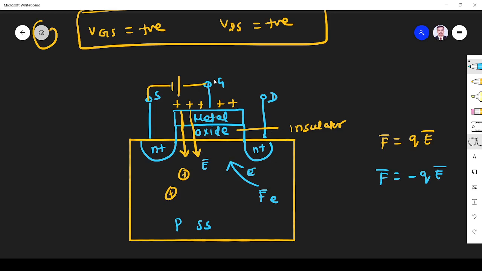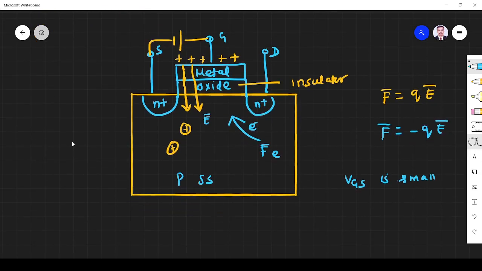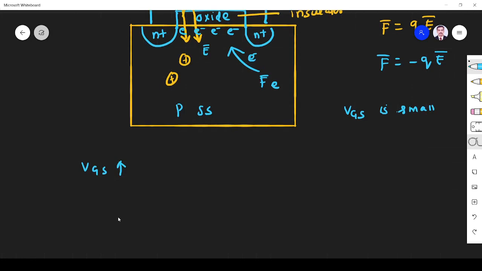Initially, when you apply a small positive VGS, what will happen? These electrons will recombine with the holes, but when you increase VGS, some of the electrons break through, reach this region, and form a channel. So at one point of VGS, what will happen?